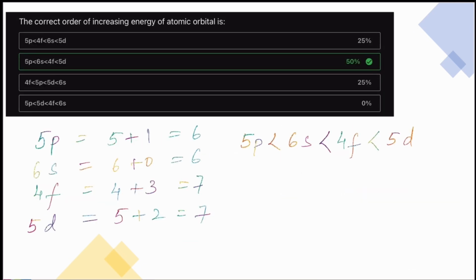The correct order of increasing energy of atomic orbital is, set of orbitals given is 5p, 5p, 6s, 4f, 5d. तो सबसे पहले इन ऑर्बिटल्स की n plus l वैल्यू फाइंड आउट कर लेंगे. Now value of n for 5p is 5, value of l is 1. तो 5 plus 1 हो गया 6. Value of n for 6s is 6 and value of l is 0. So n plus l की वैल्यू हो गई 6.